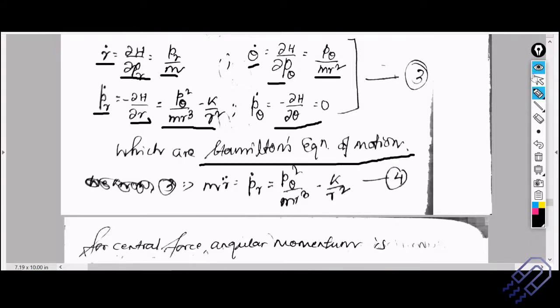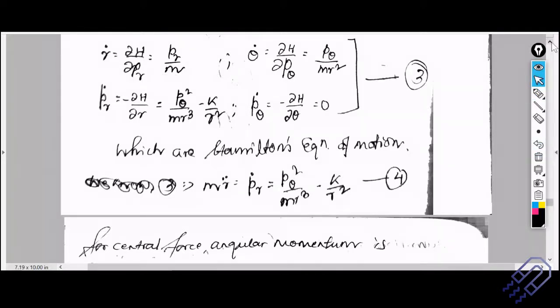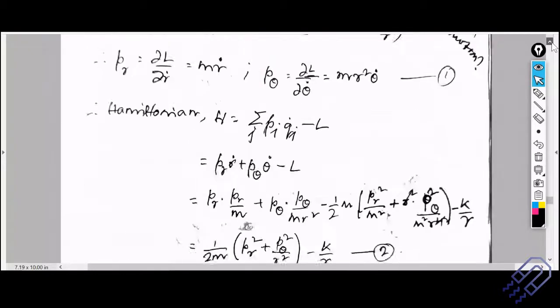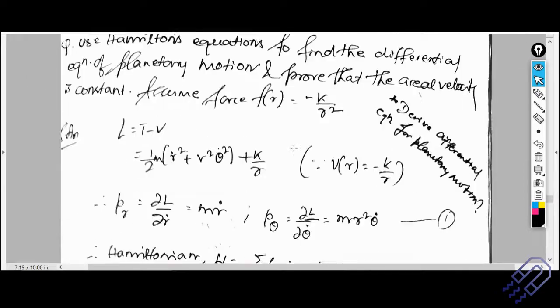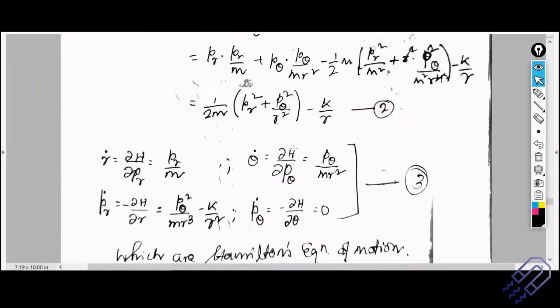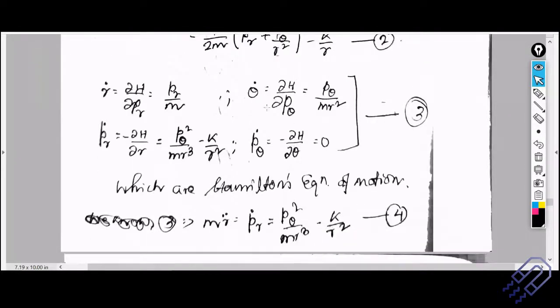If you look into the question now, maybe we can just go back. The question says, find the differential equation of planetary motion using Hamilton's equation. So you first have to go to Hamilton's equation and then you can find the differential equation of planetary motion. We have written our Hamilton's equations, and then we can modify it a bit more.